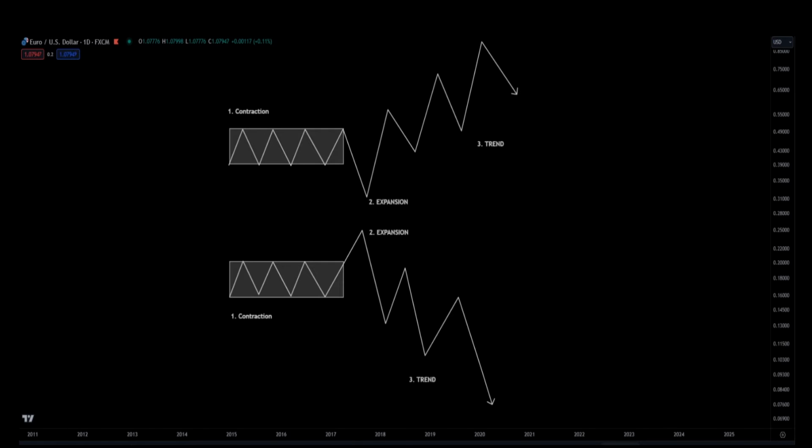As institutional traders accumulate positions, they often engage in market manipulation to induce retail traders to enter positions or trigger stop-loss orders. This manipulation can result in sudden spikes or dips in price that may seem irrational or unexpected. On the chart, this phase may appear as false breakouts, sharp spikes in volatility, or sudden reversals.